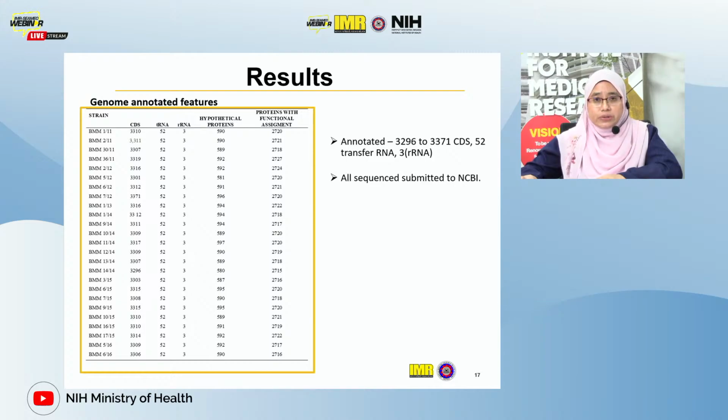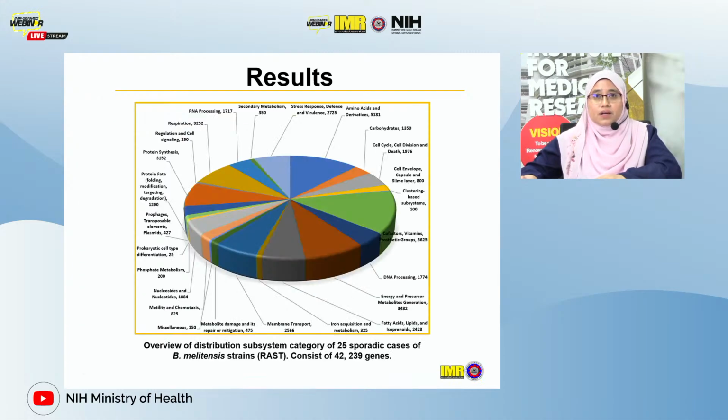The annotated genomes of the 25 Brucella melitensis strains contain protein coding sequences between 3,296 and 3,371, with 52 transfer RNA and 3 ribosomal RNA. This pie chart shows a total of 42,239 genes in different subsystems, where the average of each strain is between 1,719 and 1,756.